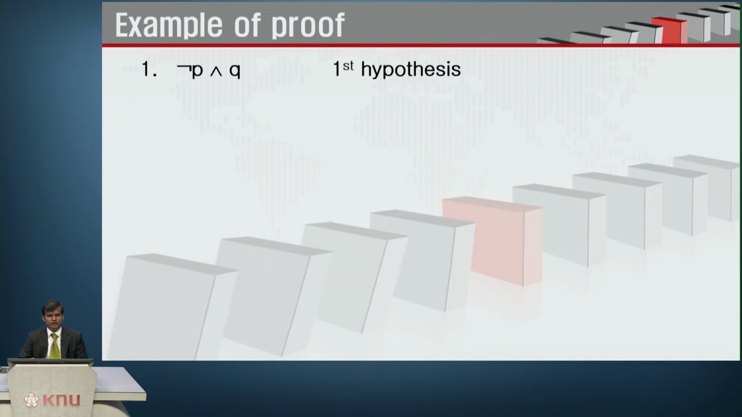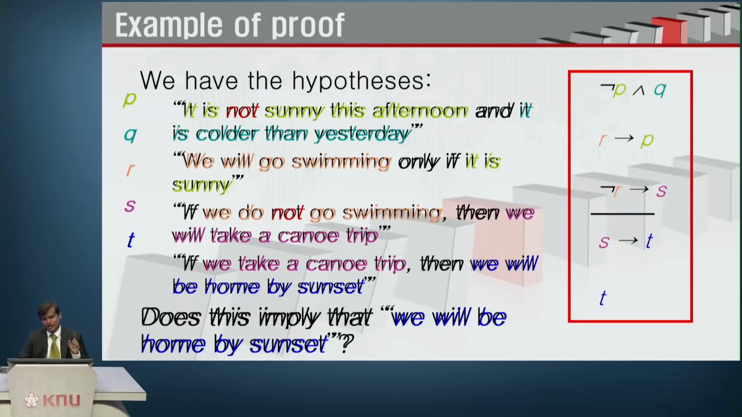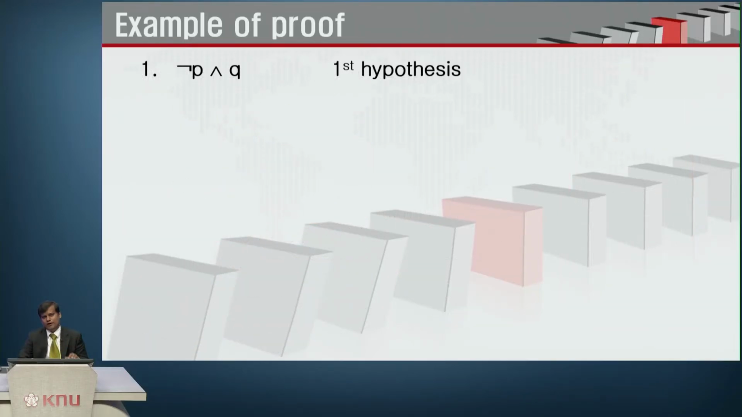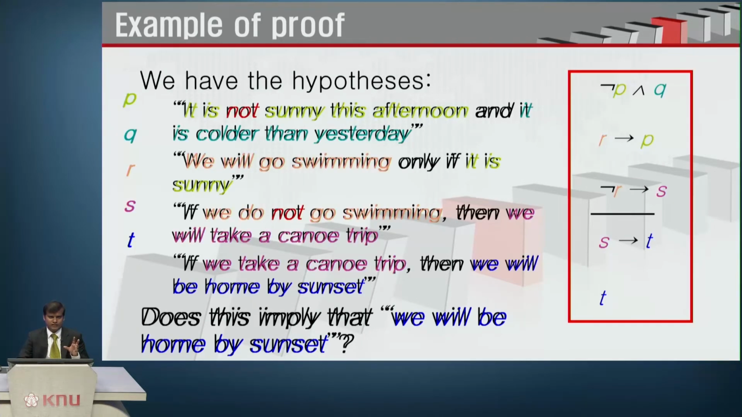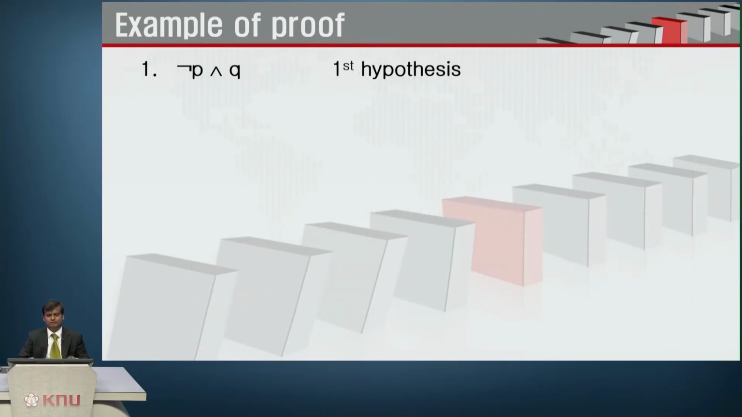Let's use hypothesis 1, which is negation of P and Q. Do you remember that? If it is not sunny this afternoon and it is colder than yesterday, that is negation of P and Q. That is the first hypothesis given to us. Remember, these sentences are the hypotheses given to us, and from these hypotheses we are trying to make conclusions, and in between we are going to use some of the laws we have seen, like modus ponens and modus tollens.